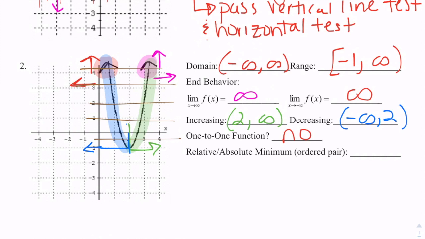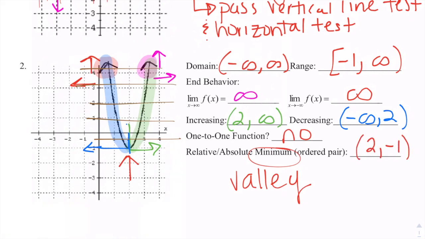So now we have a relative and absolute minimum. A minimum here is when you're going to create a valley. So if you were to pour water into this, would it hold any water? And the answer is yes. So we have a minimum. And that minimum is right here at the vertex, which is at the ordered pair where x is 2, y is negative 1.